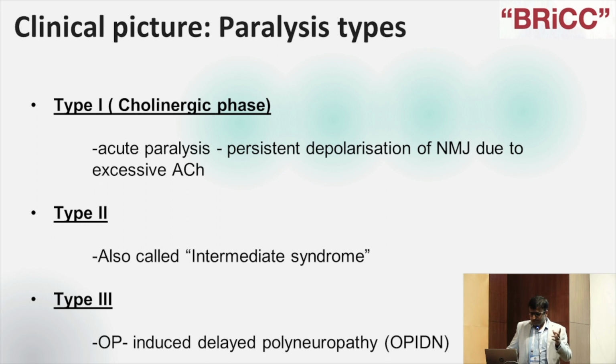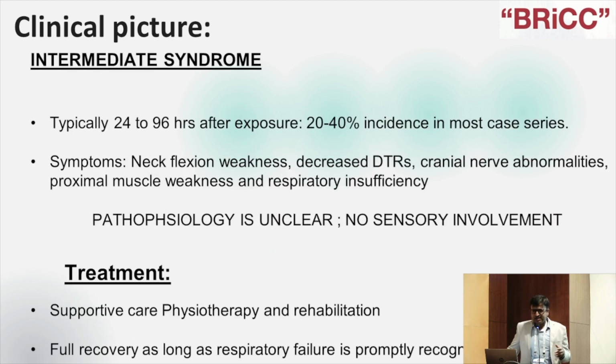What happens later, after 24 to 96 hours, which we will talk about again in the next slide, is the intermediate syndrome. Why is it called intermediate? Because there's type 1 and type 3, something in between is intermediate. Okay, so that's why it's called intermediate syndrome. Type 3, not all chemicals, you have OP-induced polyneuropathy. Chlorpyrifos is classic, but with some other chemicals it happens as well. We'll just touch upon these things in the next slide. I'll cover the treatment part, but it's not much in this, and the rest of the treatment part we'll cover later.